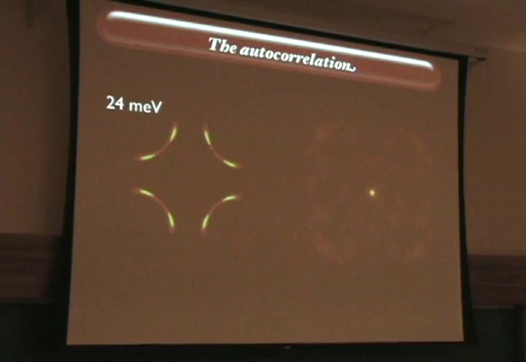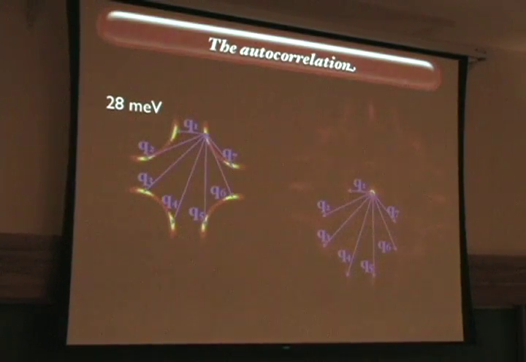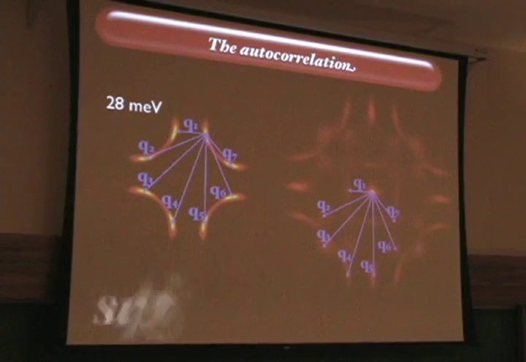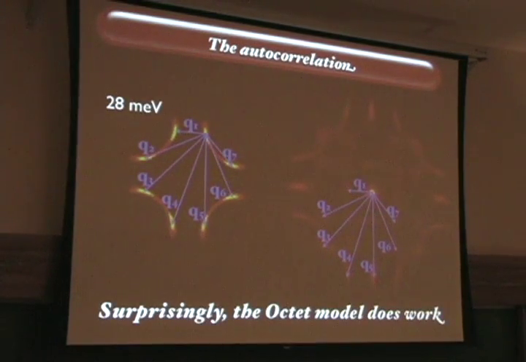Now, we are not measuring scattering in ARPES. We're just measuring the local density of states in k-space. So at 28 millivolts, you can see this pattern. These are the vectors. And in fact, all those spots are explained by all these vectors. So it looks like the octet model works, but it's misleading in some way, really.